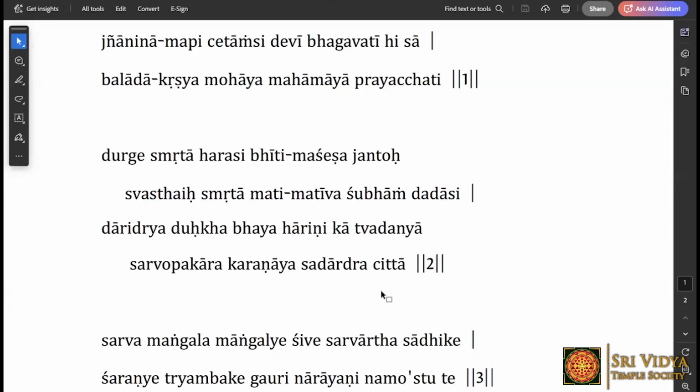So here, it sounded a little bit like the first word was coming out with a mahaprana, but just notice that it's just da, regular da, not dha. And then also we have a mahaprana ka in the word dukkha. So daridriya dukkha, and then bhaya in bhayaharini. Okay, so just watch out for those mahapranas there. Now I'll go on.